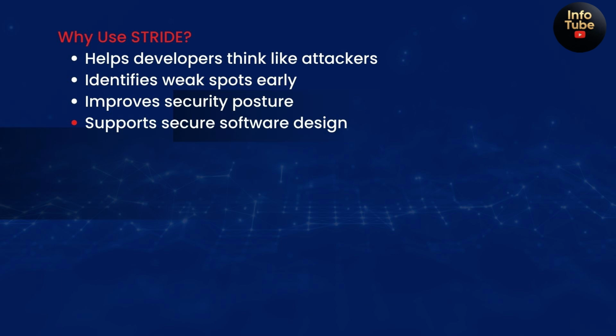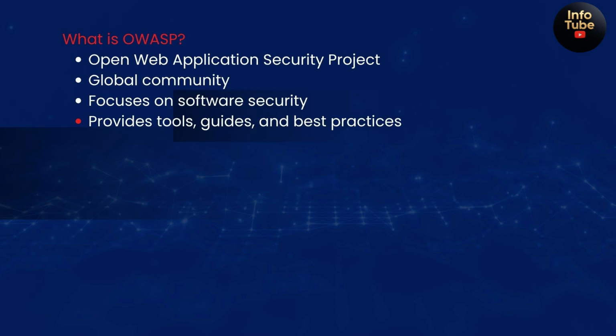OWASP stands for the Open Web Application Security Project. It is a global community focused on improving the security of software, particularly web applications. OWASP provides free tools, guides, and best practices to help organizations build secure applications. One of the most well-known resources from OWASP is the OWASP Top Ten. This is a list of the 10 most critical web application security risks, updated regularly to reflect the latest threats.